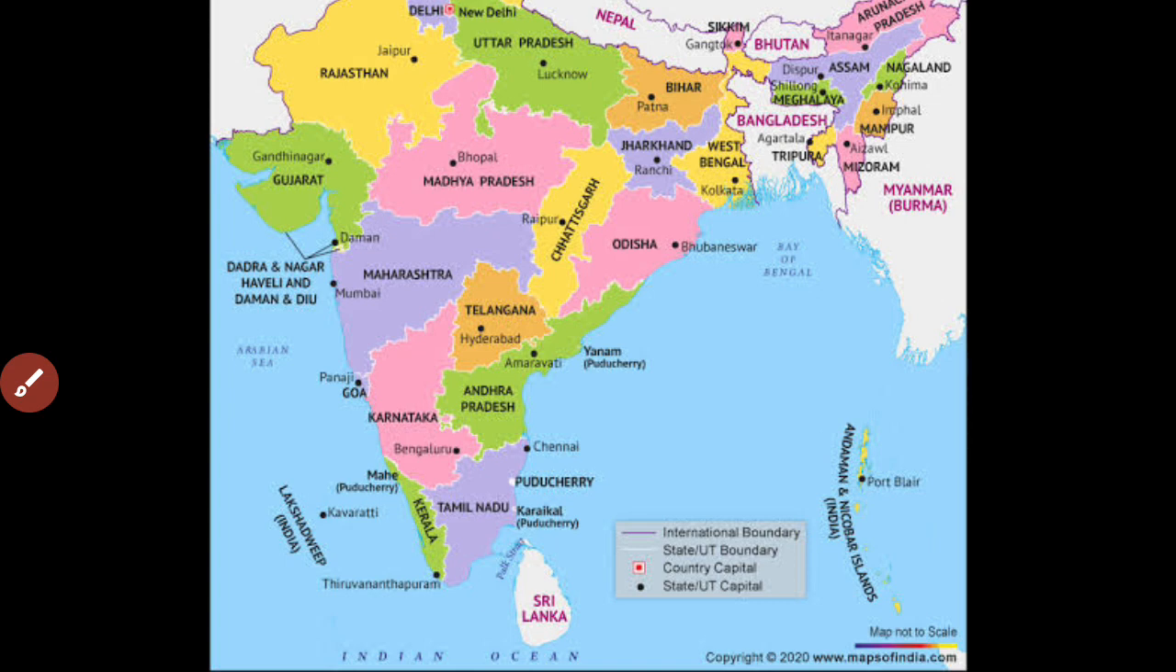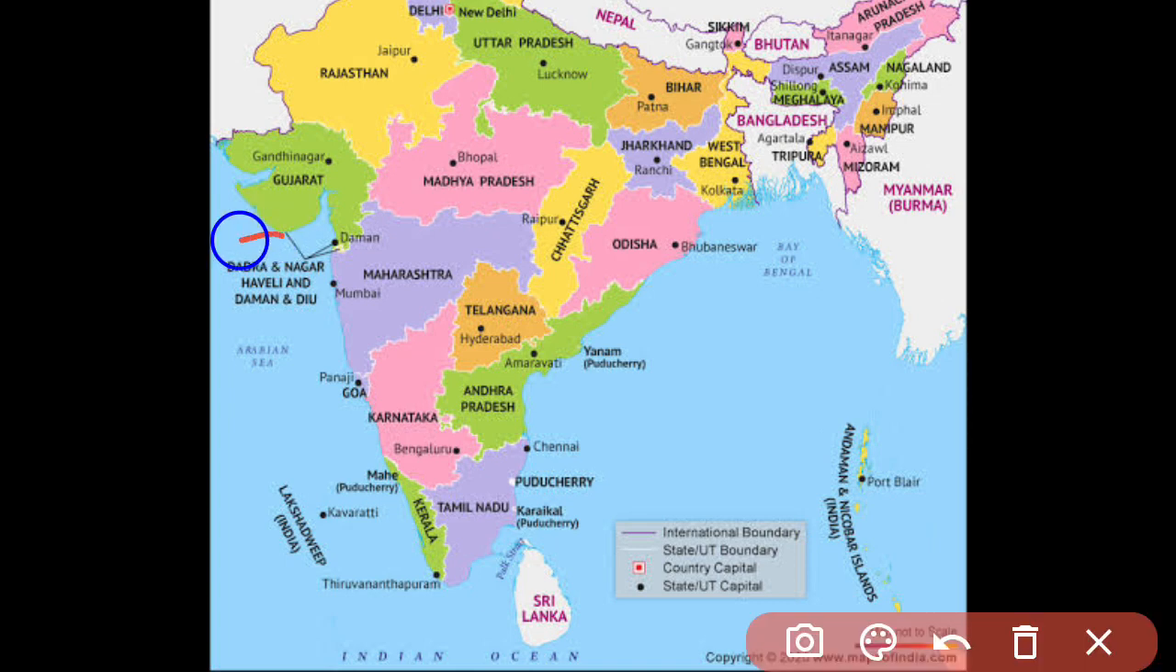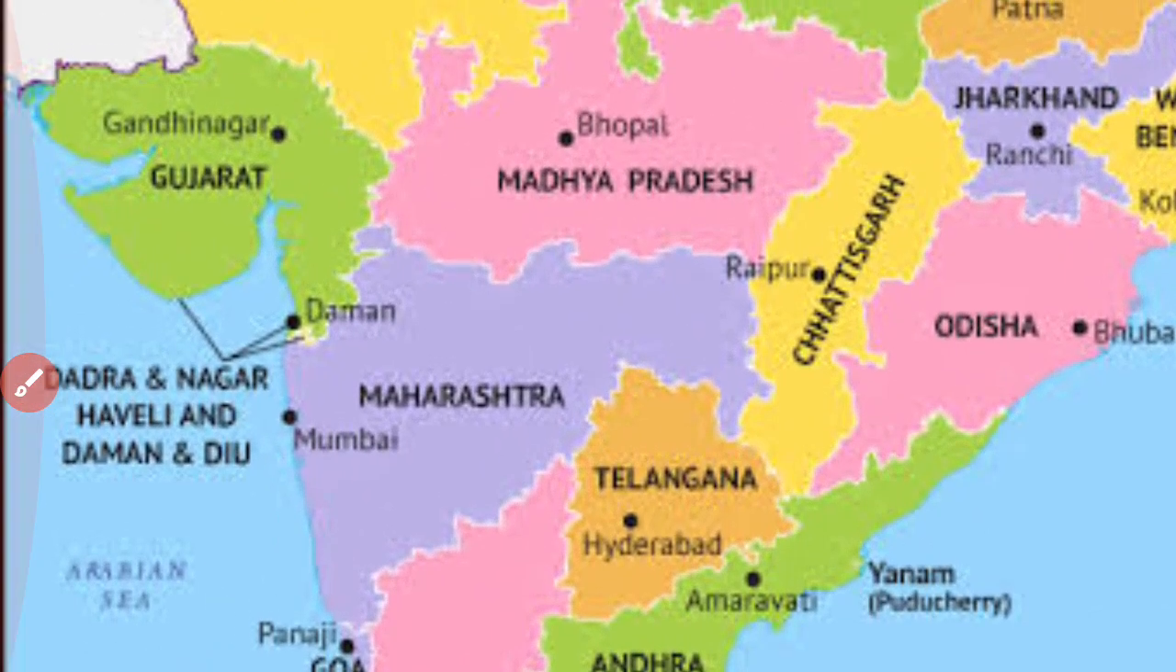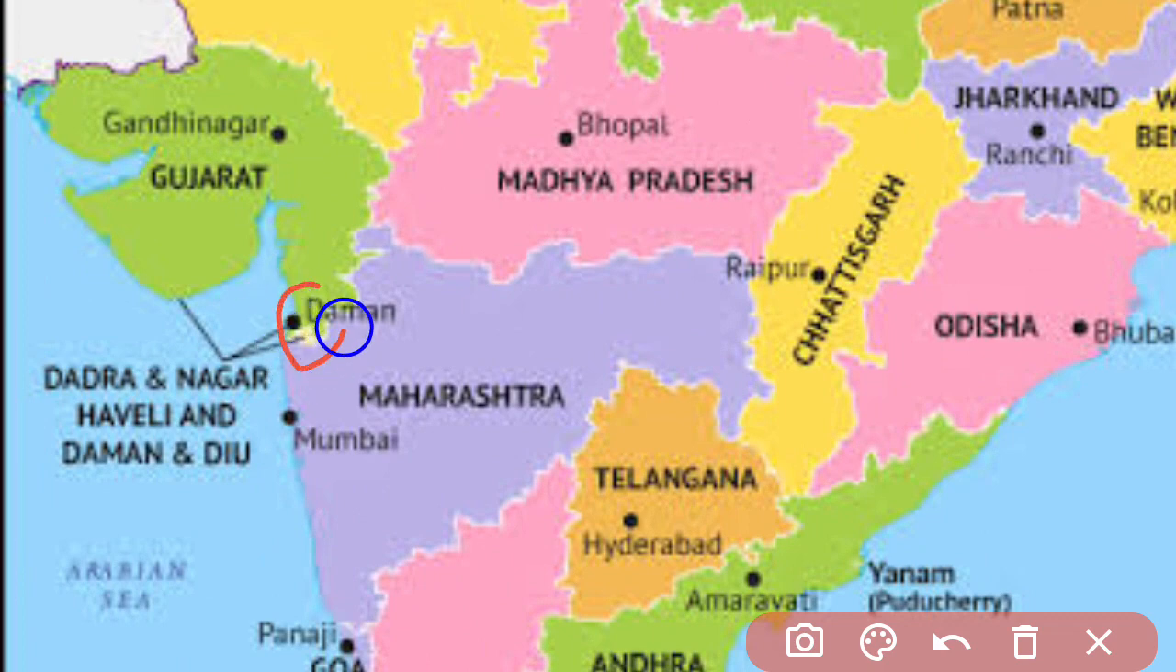The third union territory is Dadra and Nagar Haveli. Here you can see. And where is it located? Dadra and Nagar Haveli is located somewhere here, and its capital is Silvassa. Okay, so this is Dadra and Nagar Haveli, which I have marked in red.